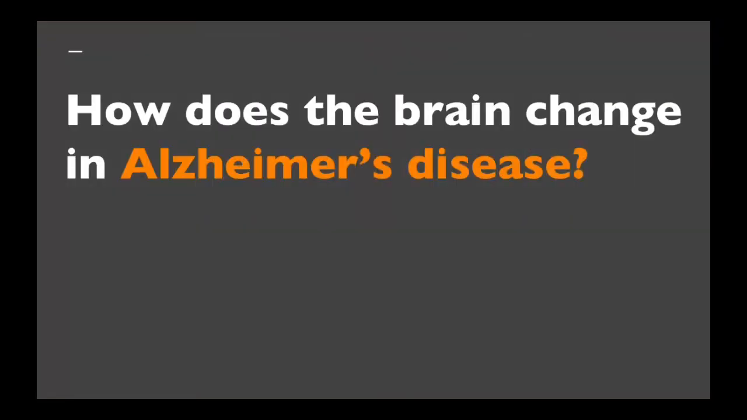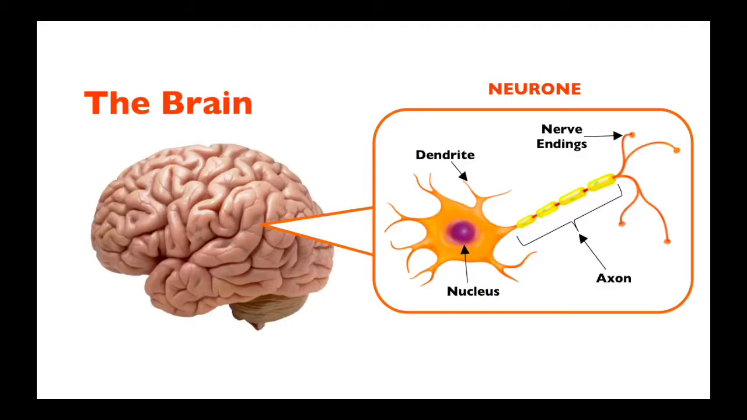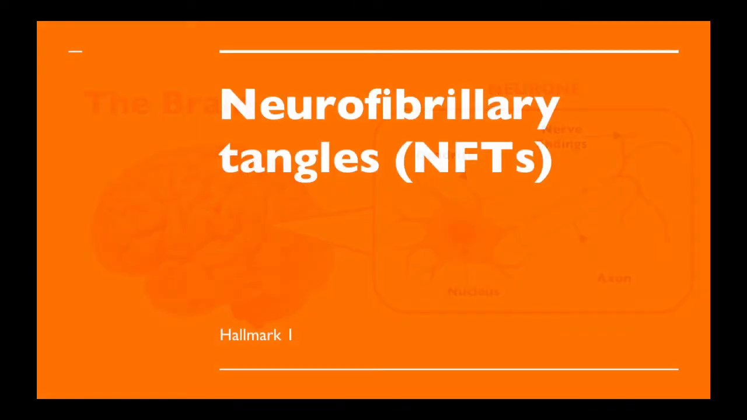How does the brain change in Alzheimer's disease? The brain is comprised of specific cells called neurons. These have roles in the nervous system to transfer messages to other neurons or cells to cause an action, for example, a muscle to contract. The physiological role becomes damaged in Alzheimer's disease due to two different hallmarks.